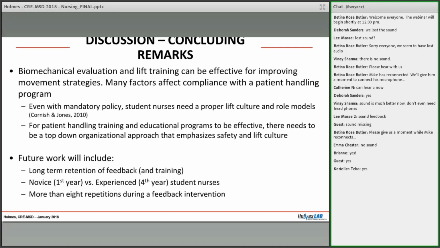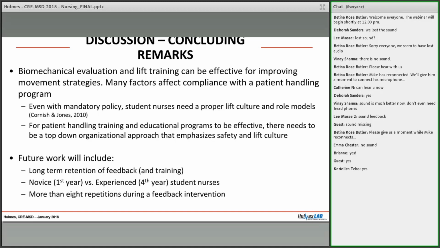So to finish things up here, because I know we want to have some time for questions, the biomechanical evaluations and lift techniques can certainly be effective for improving movement strategies, but I think we also need to think, as Tilak started our presentation today, with the big picture.